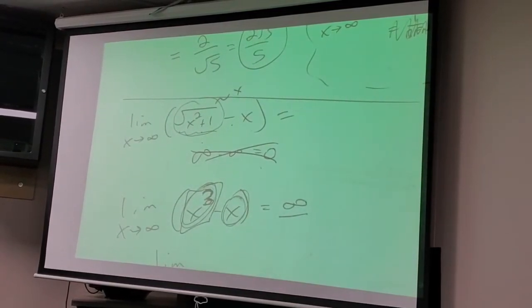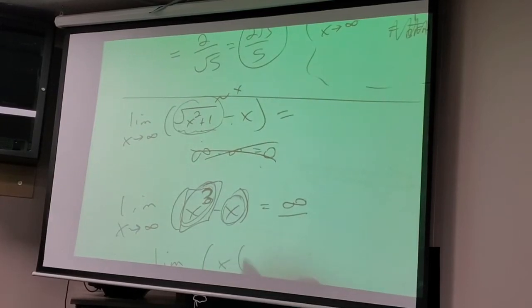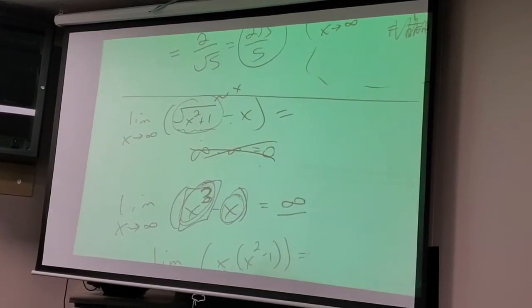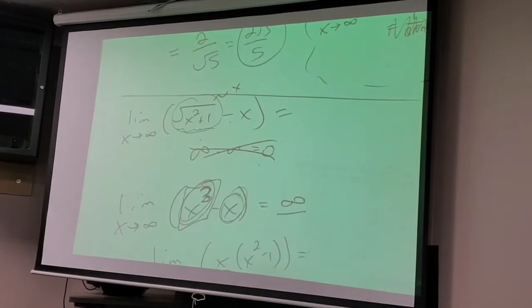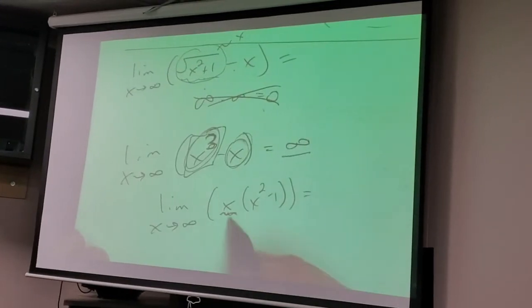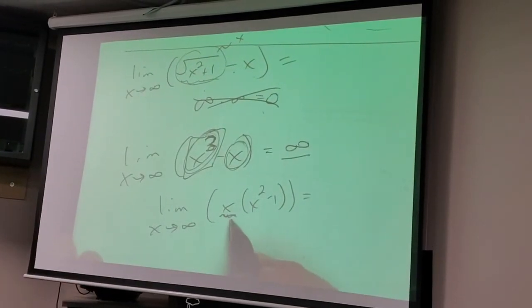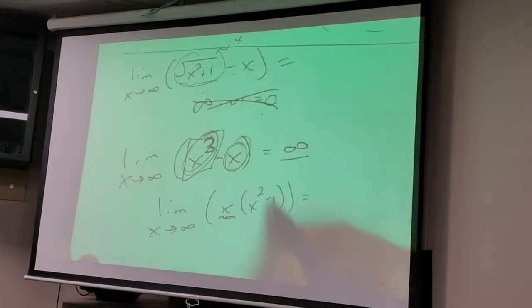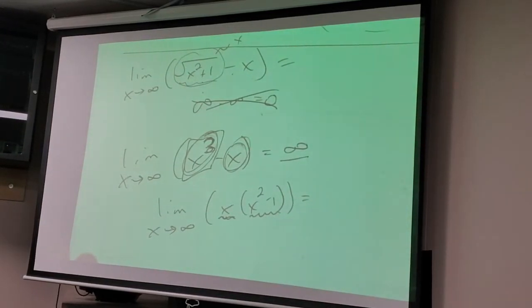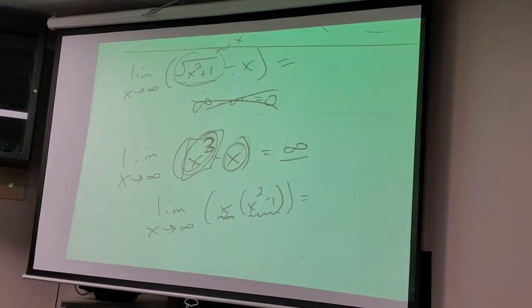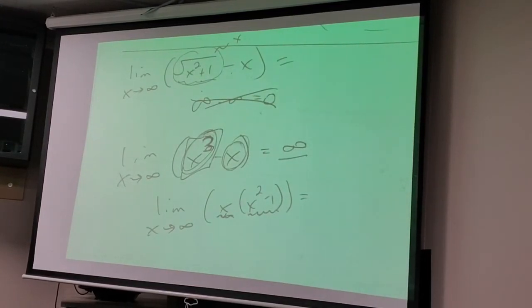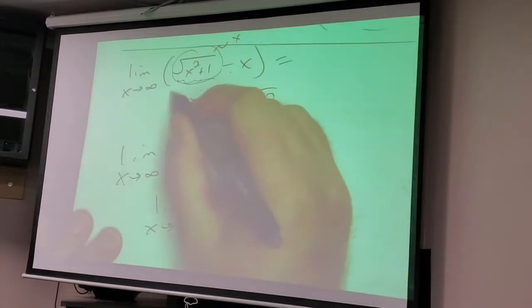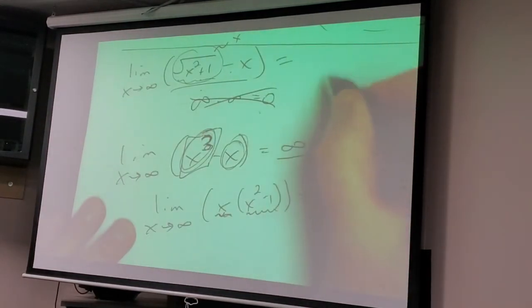Watch this. The second one is pretty straightforward. If I factor this, what is this doing as x goes to infinity? As x goes to infinity, x is going to infinity. As x goes to infinity, what is this doing? Infinity. So isn't infinity times infinity going to infinity? So I rewrote the subtraction as a product. Yes? Okay.